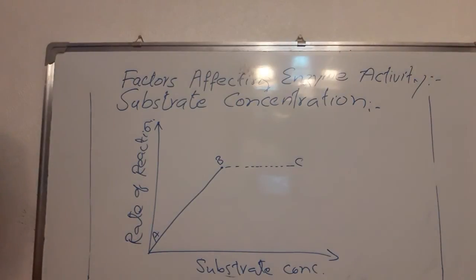So with the passage of time, it is observed that the rate of reaction decreases. Why? Because the substrate molecules are being used up and converted into products. So in this case we can say the starting rate of reaction, or the initial rate of reaction, is the highest rate of reaction.